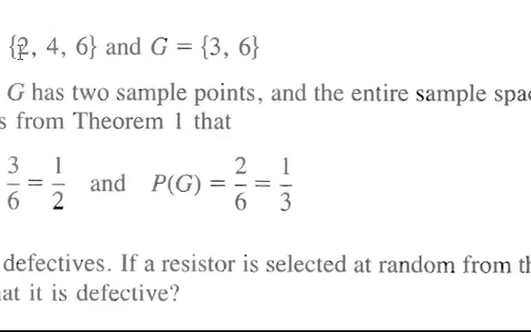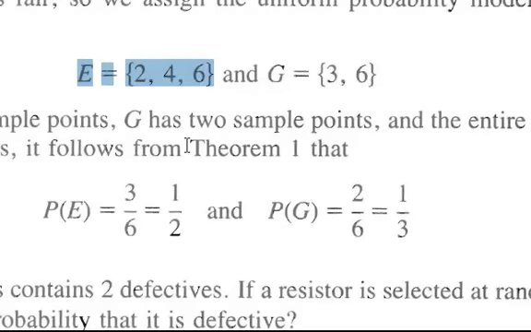So using that, if E is this, the probability of E will be the number of elements in E divided by the number of elements in the sample space, so it's 3 over 6. If this is G, then the probability of G is going to be the number of elements in G divided by the number of elements in the sample space. So it's going to be 2 over 6.